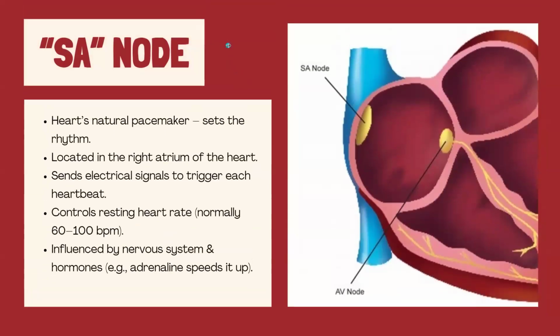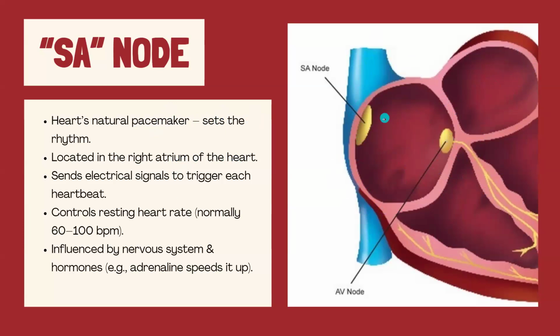Starting off with the SA node, the SA node is located on the right atrium of the heart. In most diagrams of the heart, the SA node will be on the left of the diagram, but we obviously want to know that the picture is facing you. So the left side of the picture that you're looking at is actually the right side. On average heart diagrams like this, the side I'm pointing at would be your right side, and this side would be your left side. So essentially, the SA node is on the right atrium of the heart.